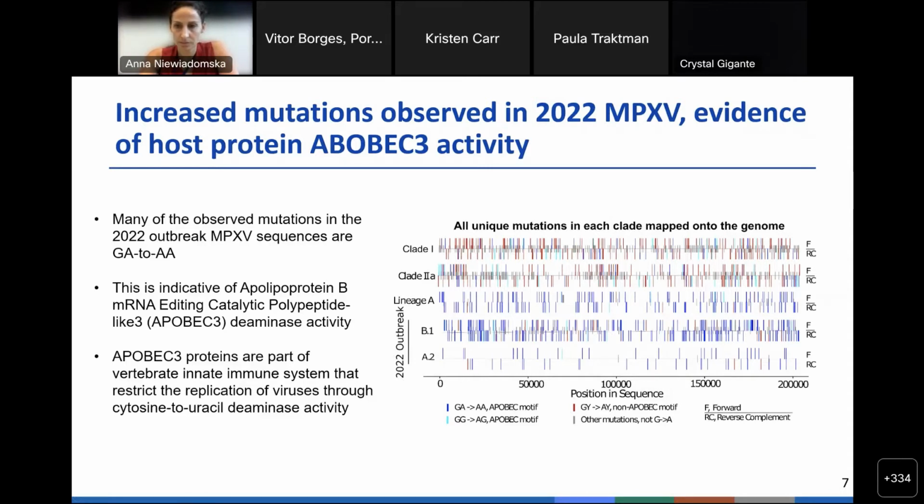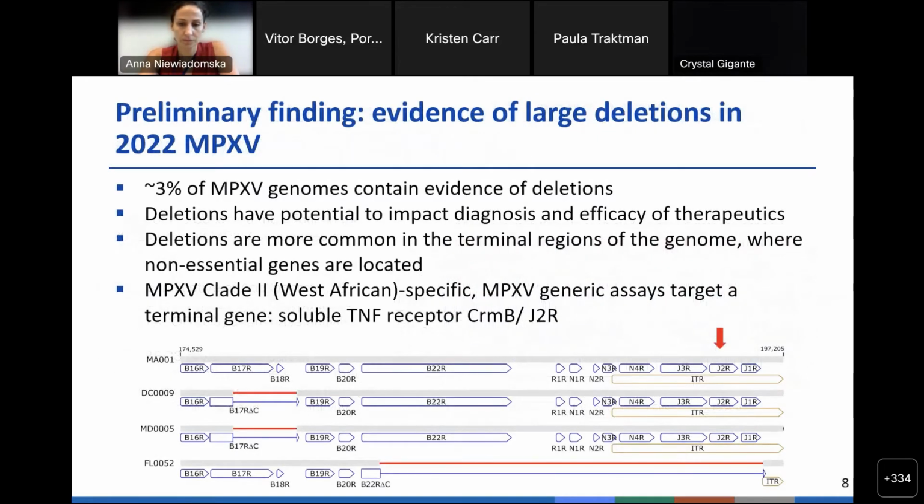So yes, that was one of the major differences in the mutations that we've seen in this outbreak so far. Another thing I wanted to bring up in this talk is we've been noticing several cases of large deletions and genomic rearrangements in about 3% of monkeypox virus genomes that we're sequencing. And these deletions are concerning, about 500 base pairs to up to 20 to 30 kb, really large genomic rearrangements that have the potential to impact diagnosis or efficacy of therapies.